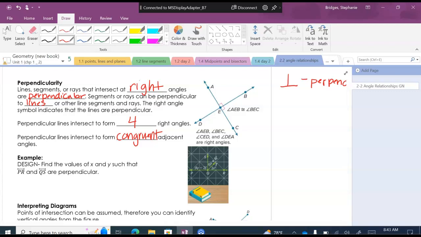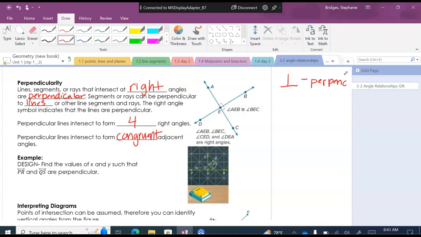Does that make sense? Now, if I did not have that box, you cannot assume that they're perpendicular, okay? In geometry, things are not always drawn the way they're supposed to, so unless they specifically tell you that the lines are perpendicular or that they have the box there, that's the only time you can say that they are actually perpendicular. Does that make sense?